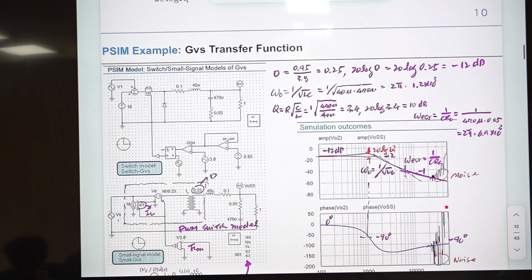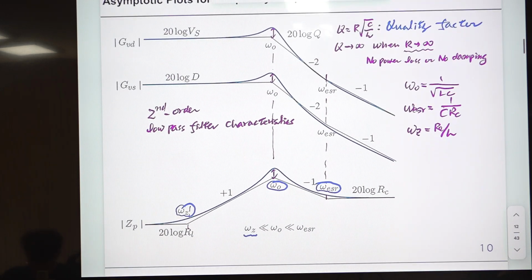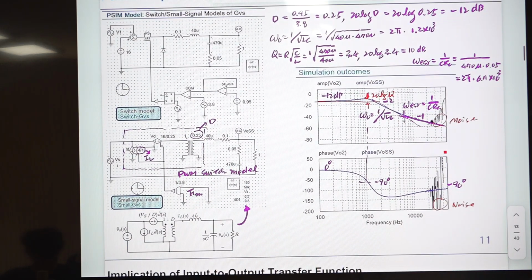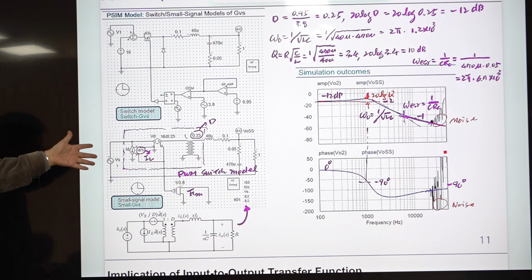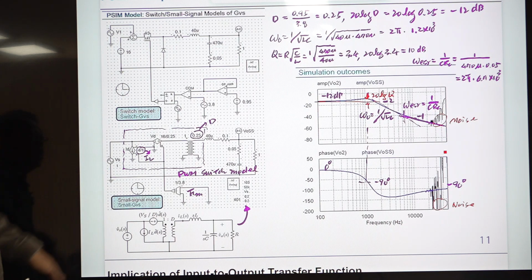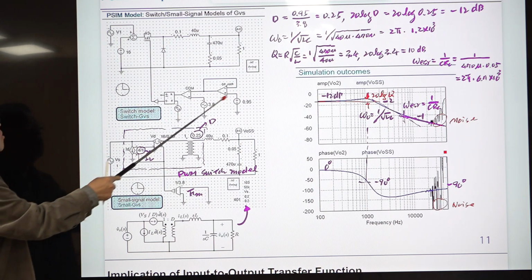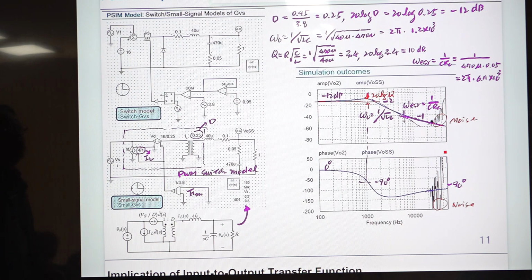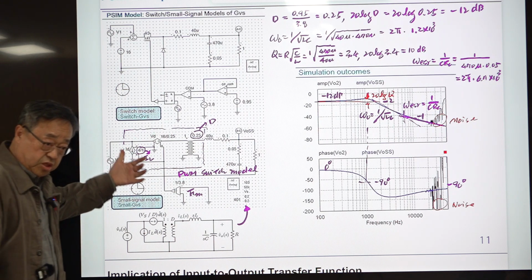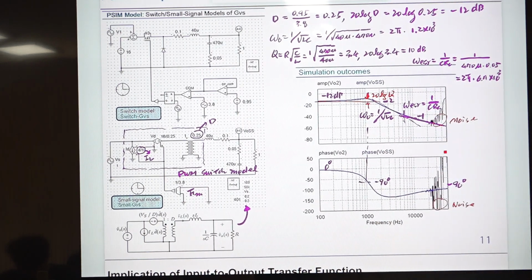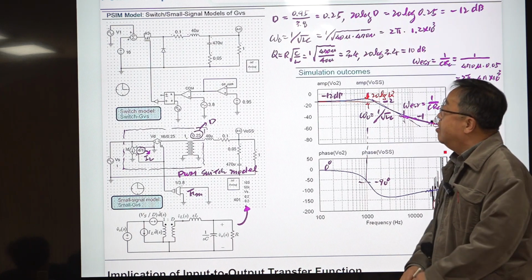I'd like to substantiate the proof. I want to prove this theoretical prediction using this PSIM simulation. So this is the PSIM file I explained earlier. There are two PSIM files in one sheet or one screen. This part is the switch model or converter simulation, and this is the small signal model. The small signal model is converted to PSIM code, and the switch model is converted to the PSIM program. The PSIM program is actually the circuit schematic of the converter.